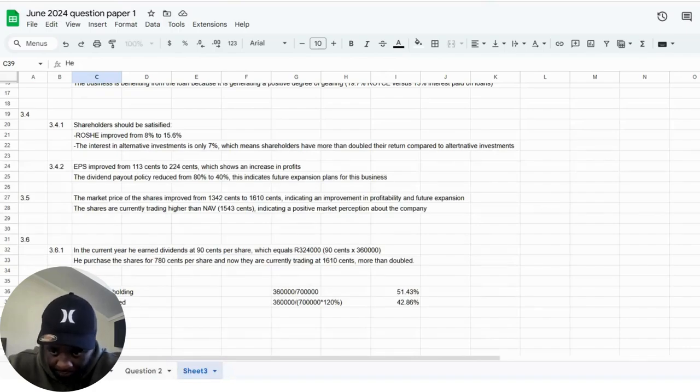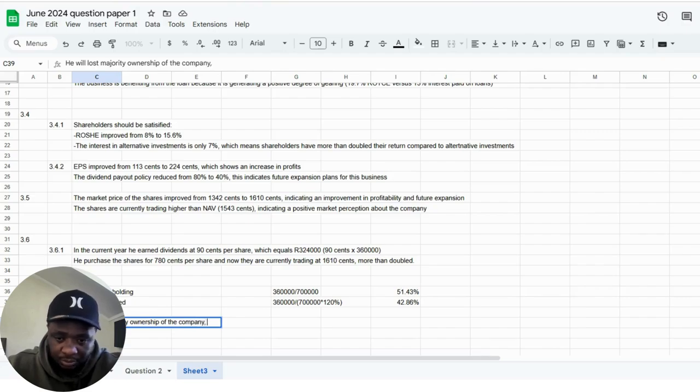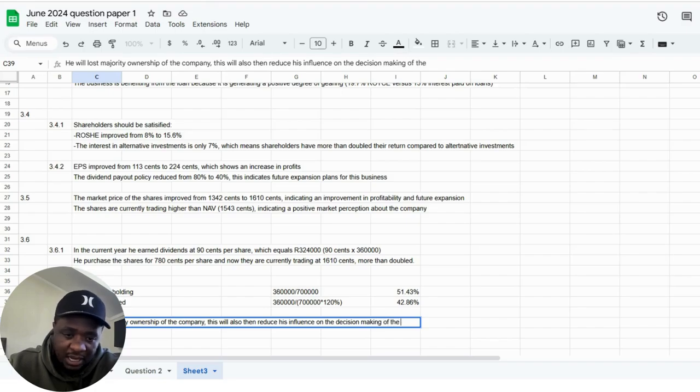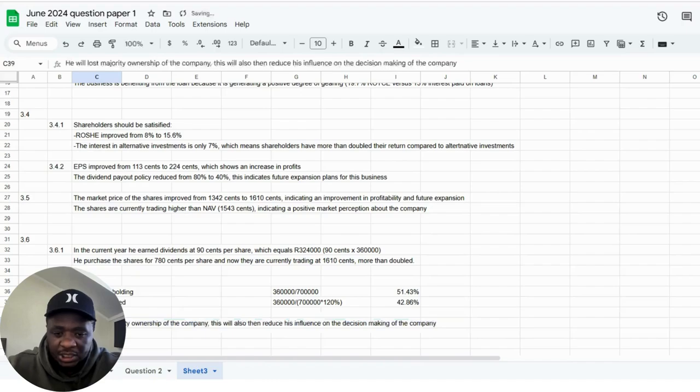he will lose majority ownership of the company. This will also then reduce his influence on the decision making of the company. He will still be influential because with 42%, you still have some influence, but it's not a case that if you say something, then you basically have all the vote to pass some of the things.